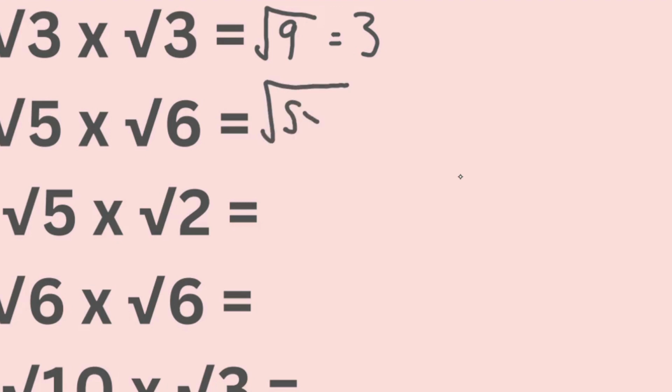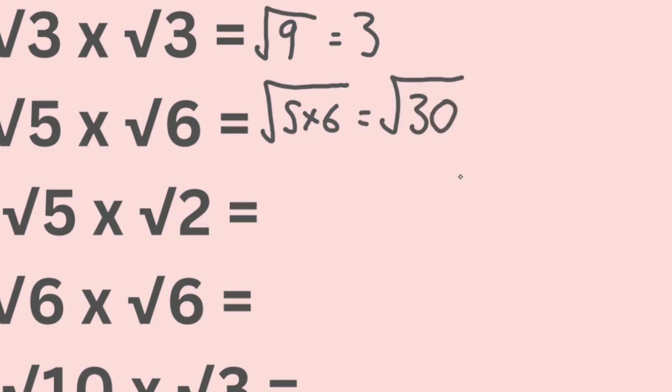Alright, so the square root of 3 times the square root of 3 would equal the square root of 9, and again the square root of 9 is a square number, so that would equal 3. Always remember that the square root of a number times the square root of the same number will equal that number in the middle. Square root of 5 times the square root of 6 will equal the square root of 5 times 6, which equals the square root of 30.